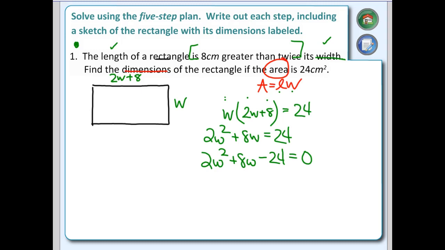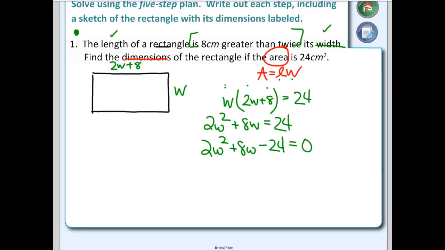Do you notice something? What's rule number 1 of factoring? Did you realize we have a GCF? We do. Now, what do we do when we have a GCF? Well, we factor it out. If I factor out my 2, what are the factors that remain? Well, we've got W squared plus 8 divided by 2 is 4W minus 12.